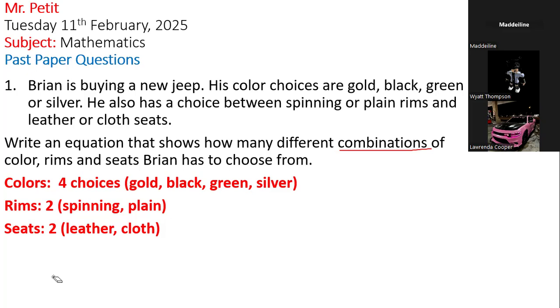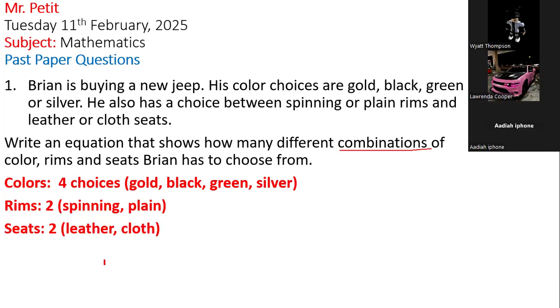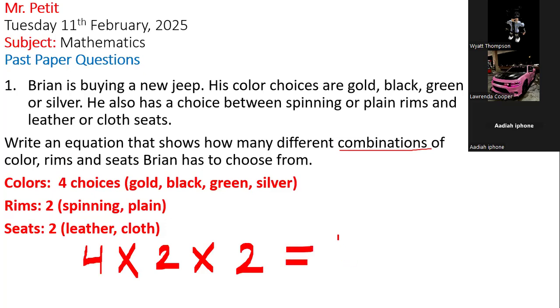So for this one, what are we going to do? We're going to use the product rule, and the product rule just says that we have to multiply, right? So it's 4 times what? Remember, we multiply each, so 4 times 2 times 2. And what is 4 times 2 times 2? 16. Very good. So he has 16 options, or 16 combinations, to choose from.